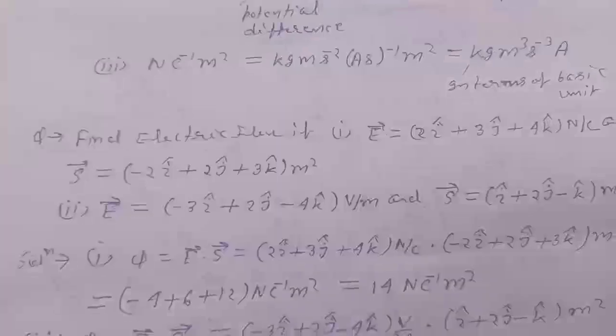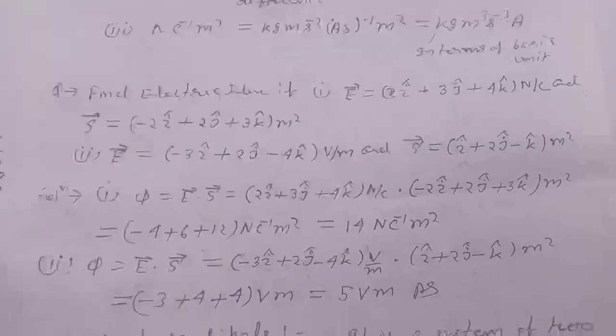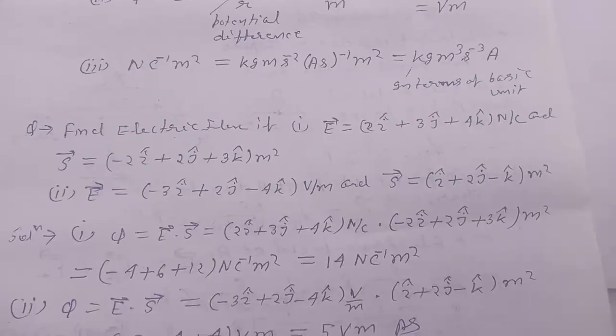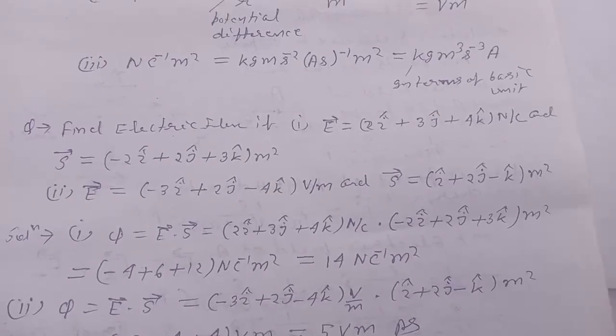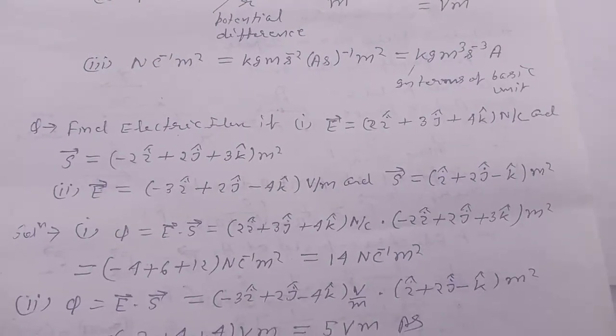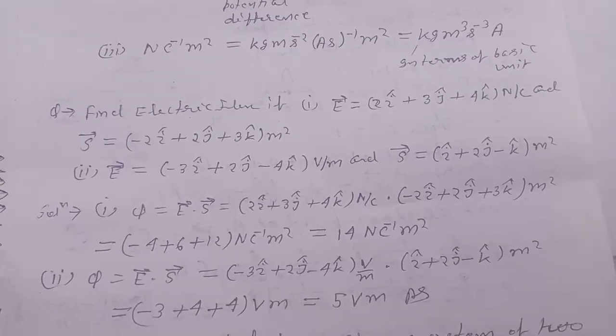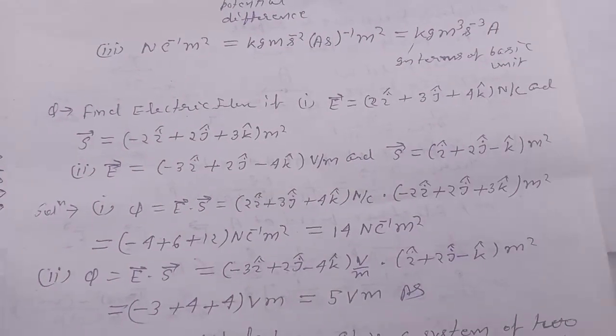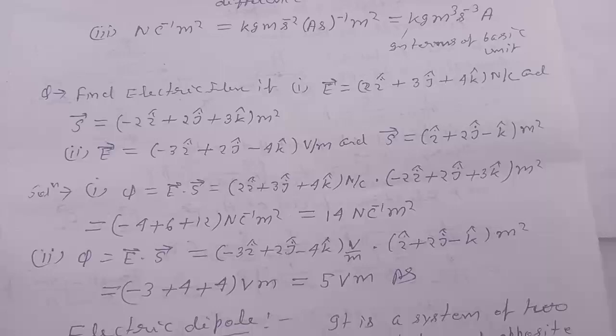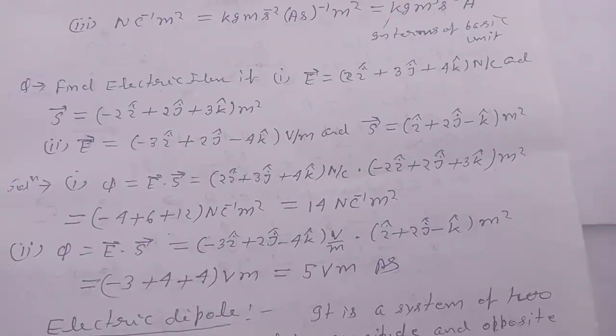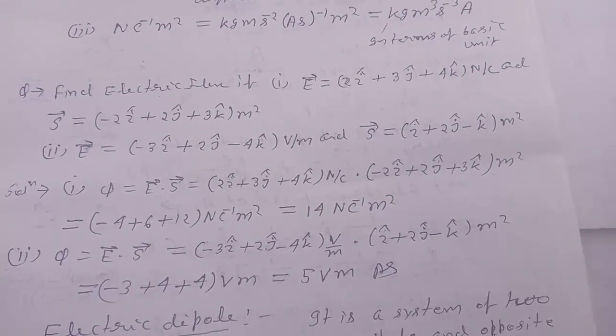Question: find electric flux if E vector equals 2i cap plus 3j cap plus 4k cap Newton per coulomb and S vector equal to minus 2i cap plus 2j cap plus 3k cap meter square. Second, E vector equal to minus 3i cap plus 2j cap minus 4k cap volt per meter and S vector equal to i cap plus 2j cap minus k cap meter square.